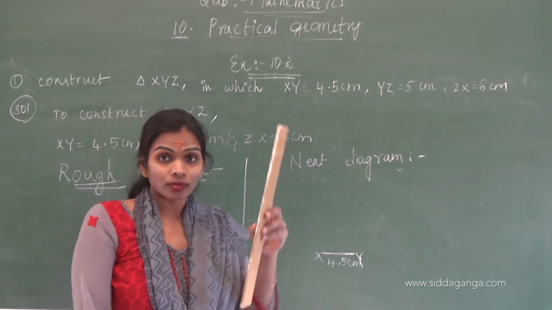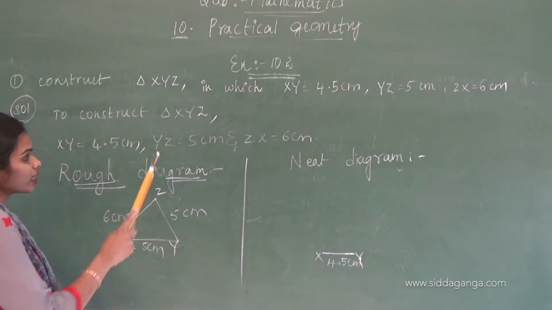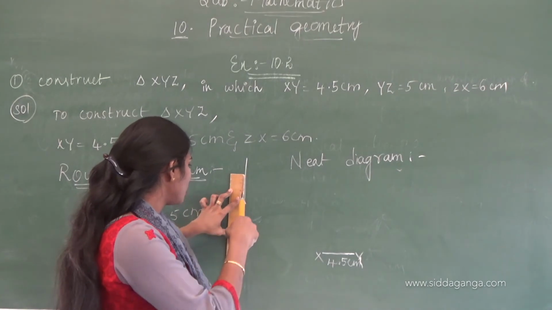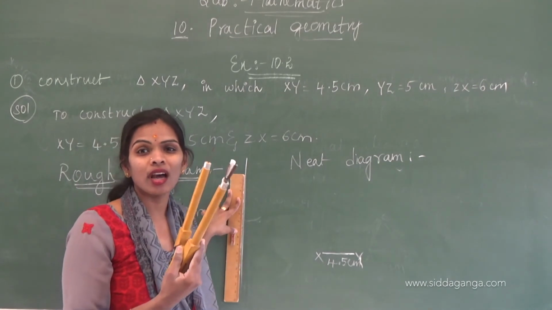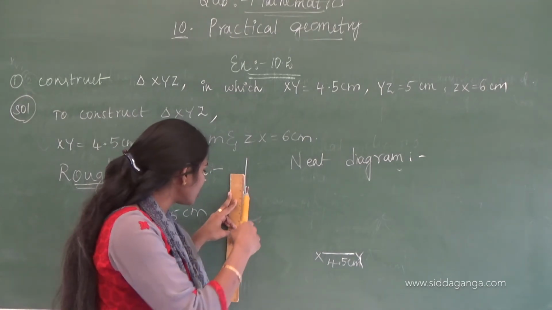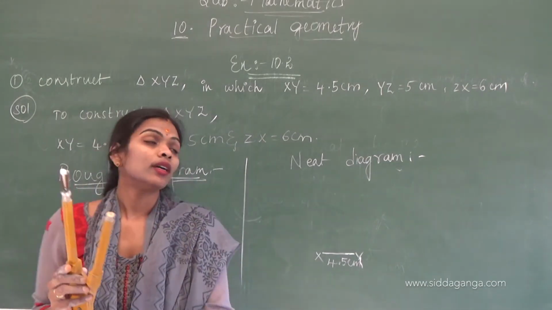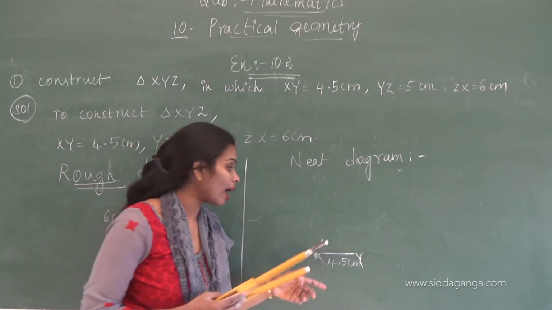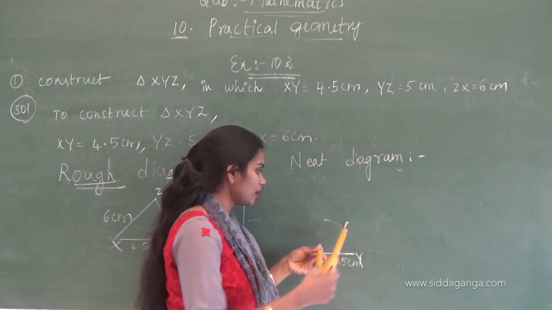After that, we have to measure the XZ value. What is XZ? XZ is 5 centimeters. You already know how to measure lengths using a compass. We have to take 5 centimeters in the compass. Just take X as center and draw an arc of 5 centimeters outside XY.